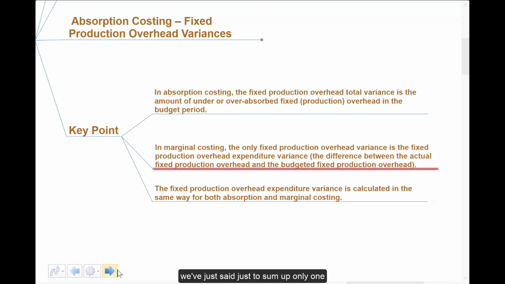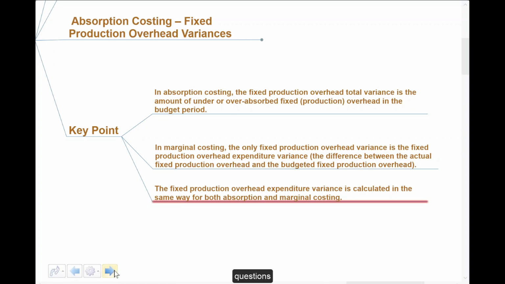As we've just said, just to sum up, there is only one fixed production overhead variance, i.e. the overhead expenditure variance. What is that? Just the difference really between actual fixed production overhead and budgeted. So quite simple really when you think about it, just one figure from the other. Note that in terms of the overhead expenditure variance, under both systems, it is calculated in exactly the same way. That will open itself up when we start to see more and more OT questions.